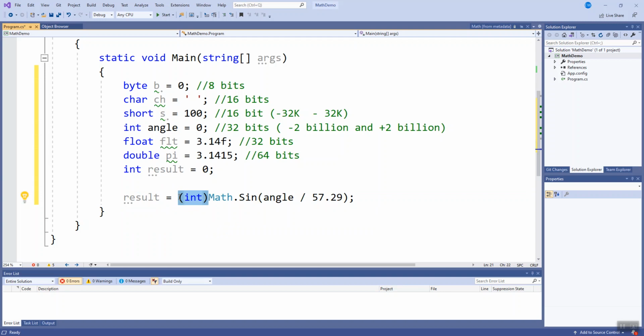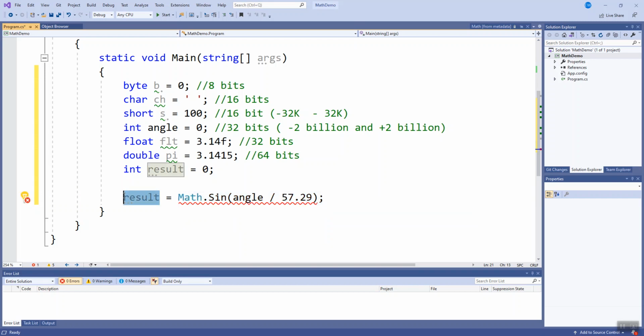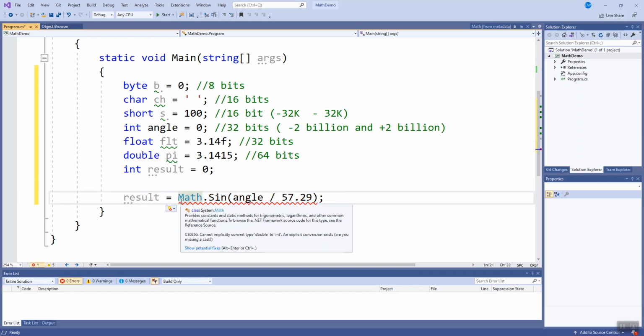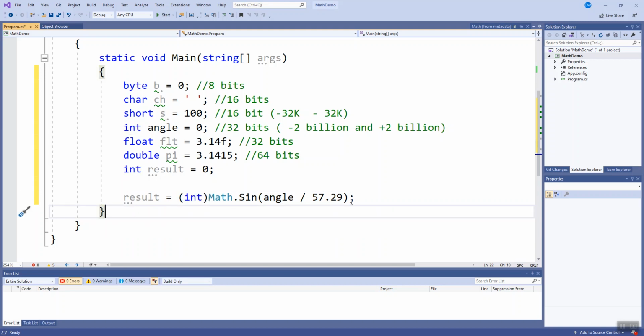If I don't have the cast, this returns a double. So this is a 64-bit result, and I can't put it in a 32-bit quantity. So I have to put in an explicit conversion that says, yes, I want you to smash this 64-bit thing down into a 32-bit integer and stuff it into result. So this is an explicit cast. And you need an explicit cast any time you are going from a larger data type to a smaller data type, because there's a possibility you will risk losing precision.